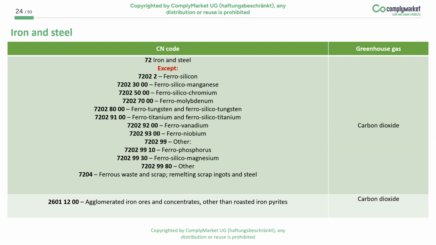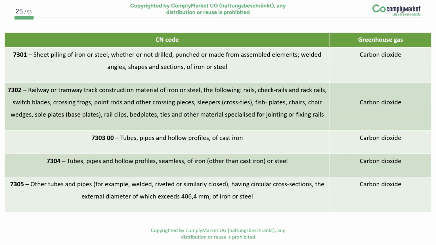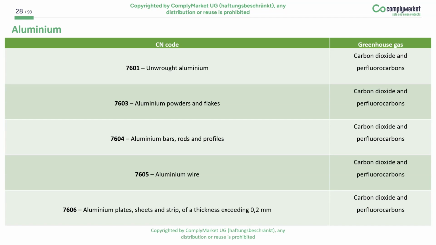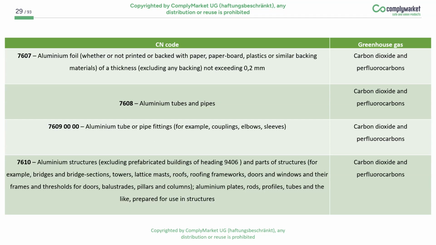That's also you still need to check different scopes. For example, you have tubes, pipes. That's something under scope. You need to check it. So those are the HS code. For aluminium, you have also certain HS codes.